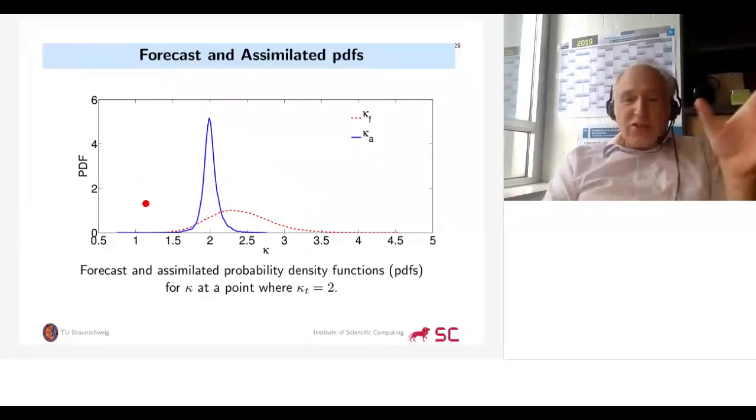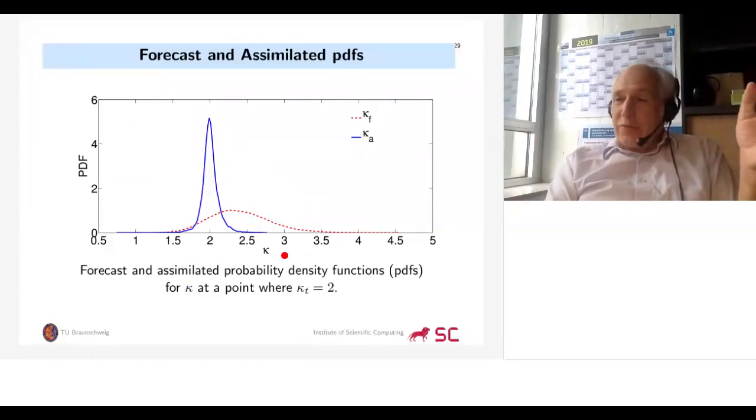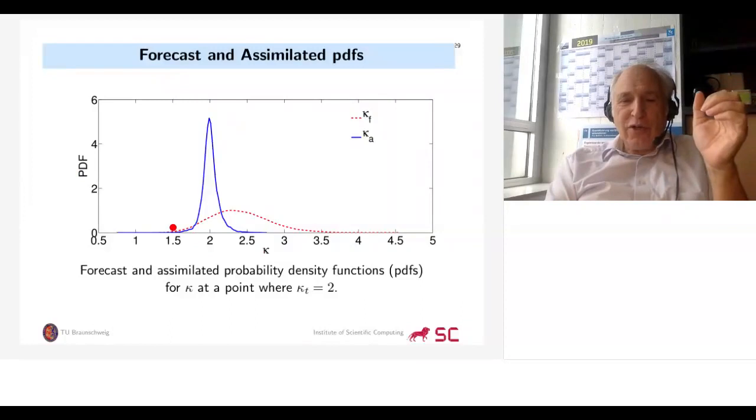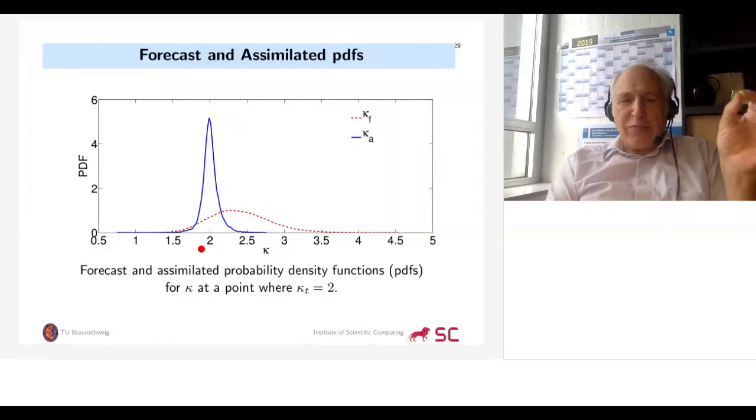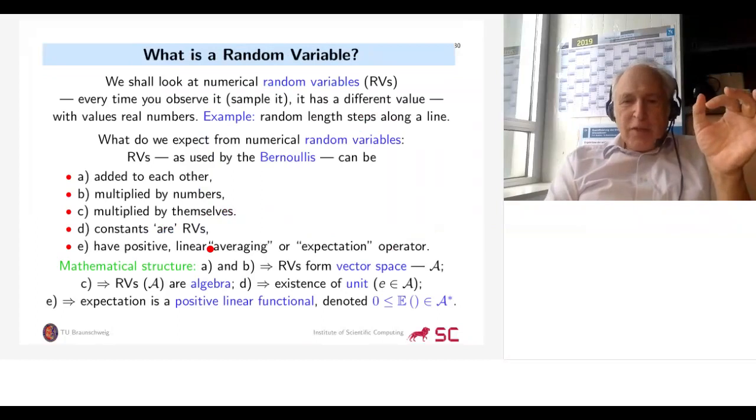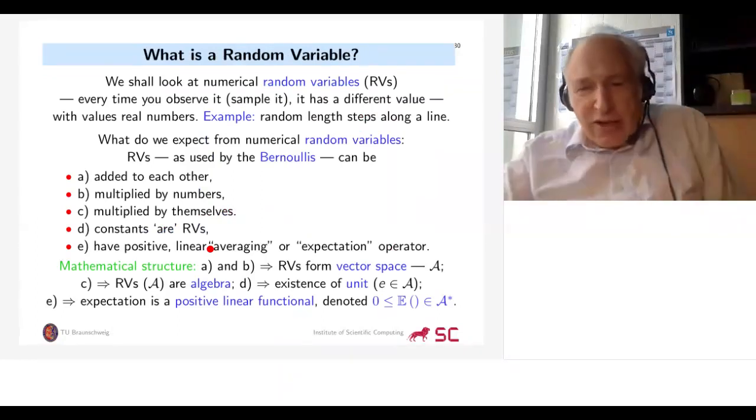Just to show you something which comes out of a simulation on the computer: we take one point in the field where we know the truth is 2. This was the probability distribution before the observation, and this is afterwards. You see how it has become narrower and focused on 2. Good. So now let's go into a little bit of mathematics.